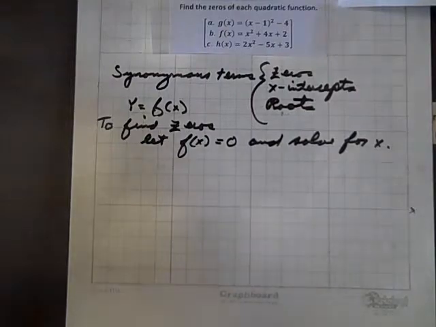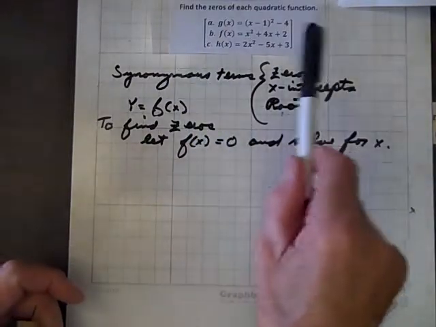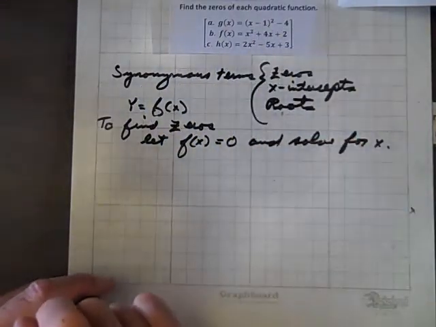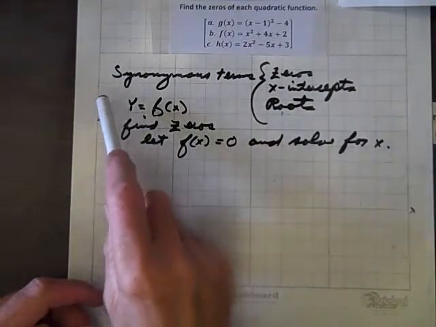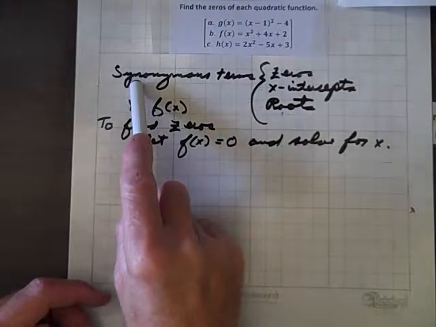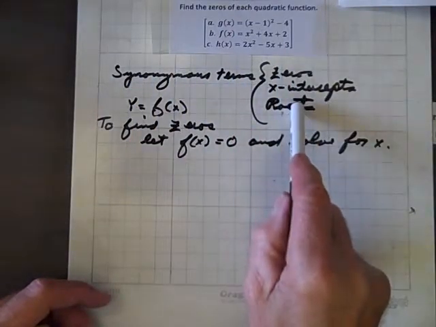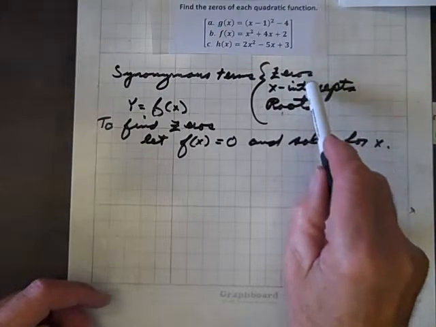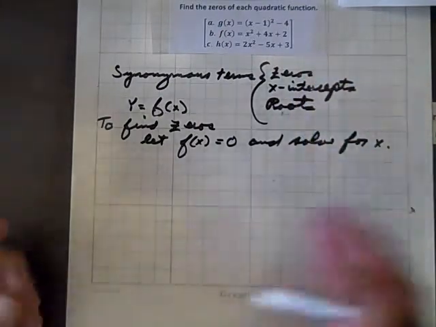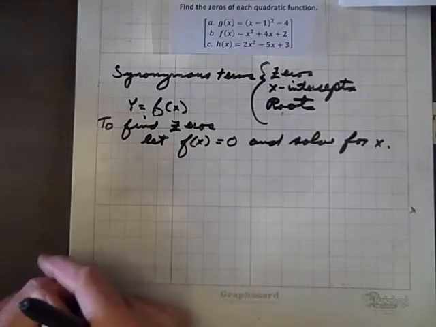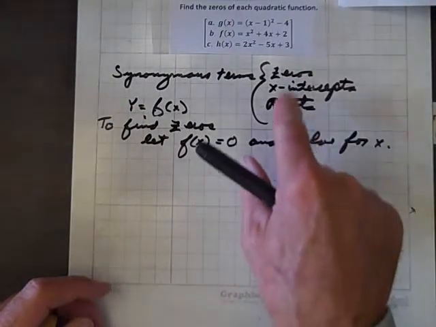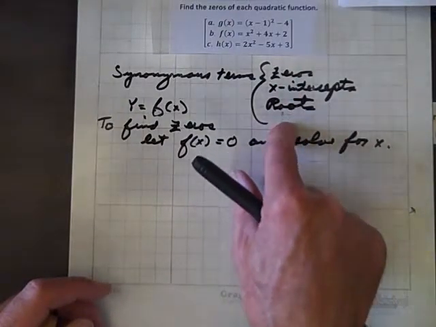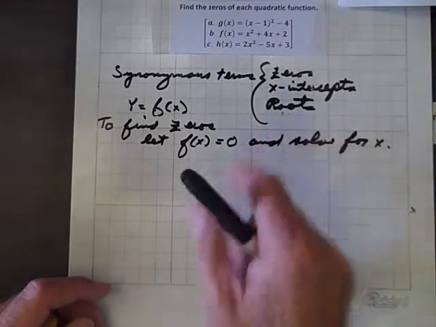Our current challenge is to find the zeros of each of these quadratic functions. And so the first thing to do is recall that each of these terms are synonymous. In other words, a zero, an x-intercept, a root, all mean the same thing. They're where the graph of the function intersects the x-axis, or correspondingly, the places where the y value, the y coordinate, is 0.